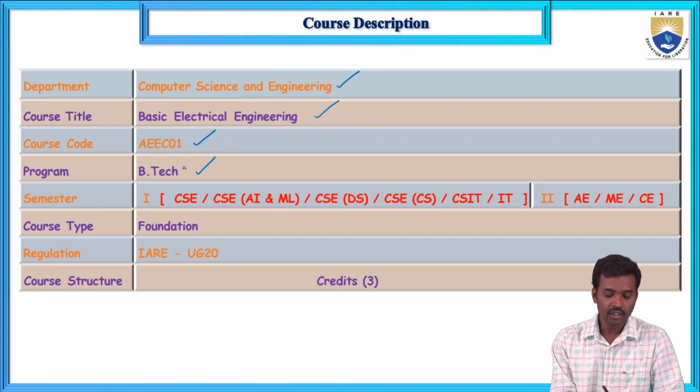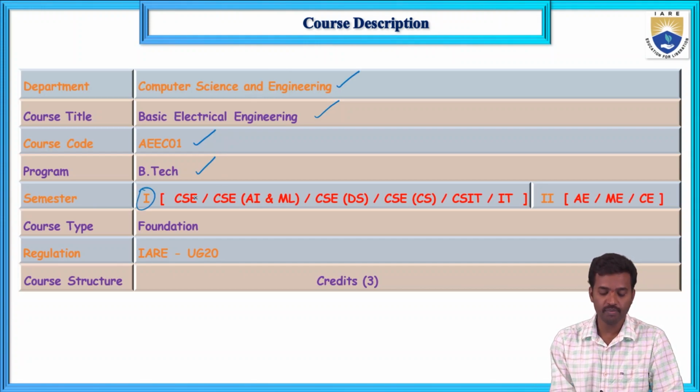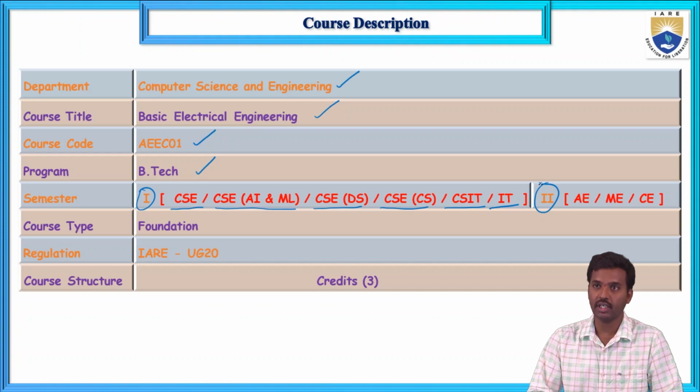And next, this course is for first year, first semester: CSC AML (artificial intelligence and machine learning), CSC data science (CSC DS), CSC cyber security, CSIT (computer science and information technology), and information technology. In the second semester, the same course will be studied by aeronautical engineering, mechanical engineering, and civil engineering.